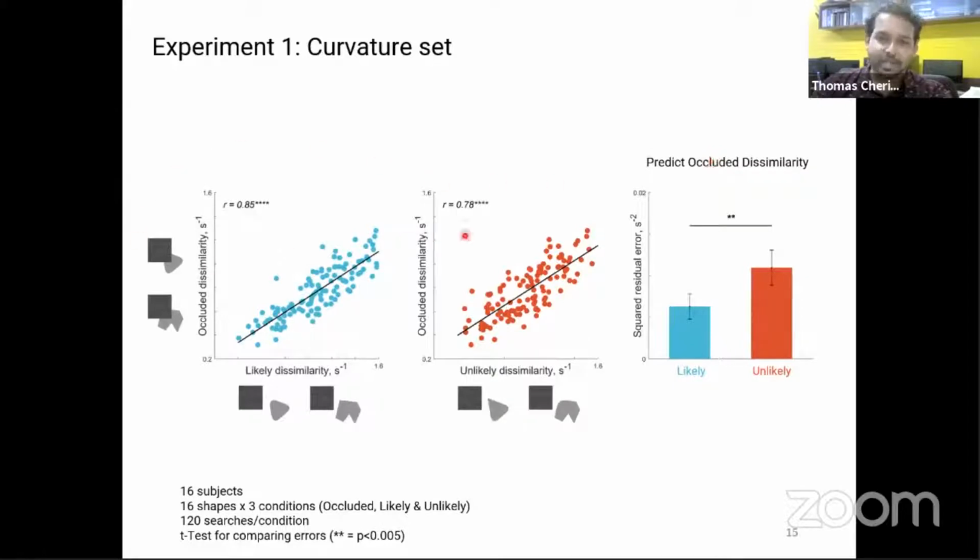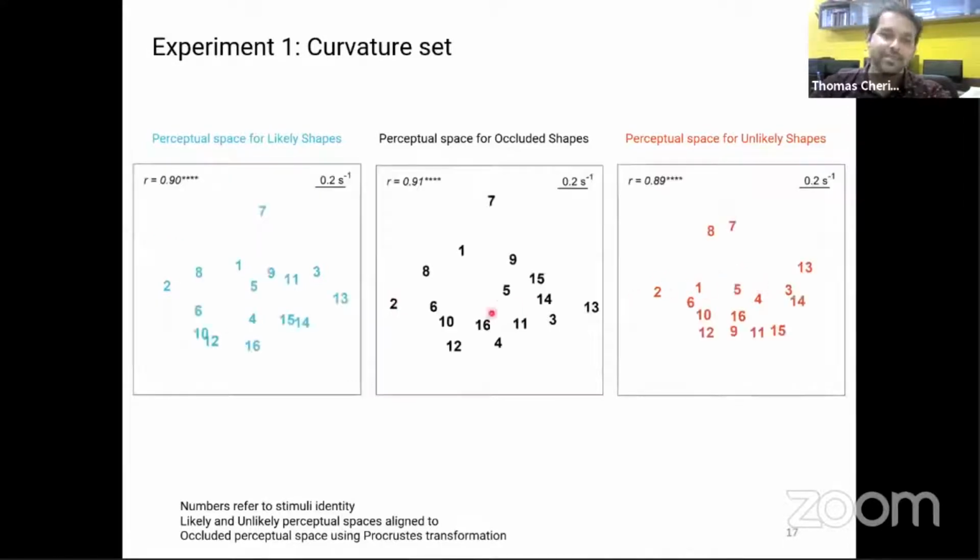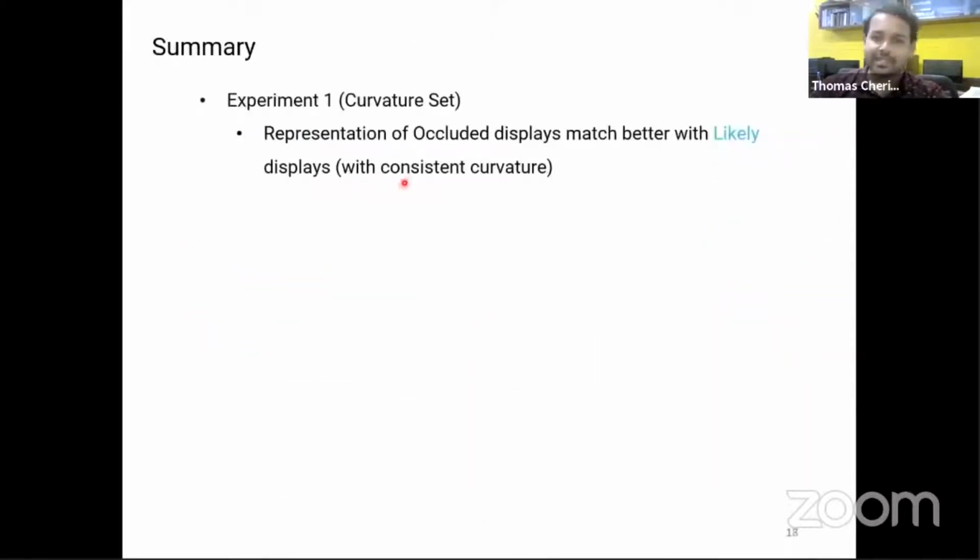Now, the difference in the correlation doesn't seem that large. So to visualize this difference better, we took the dissimilarities between shapes and scaled them down to 2 dimensions using multidimensional scaling to get a visualization of the perceptual space. The objects are just marked by numbers here, but we can see that the arrangement of these occluded objects matches better with the arrangement of the likely objects as compared to the unlikely objects. Similarly, the same can be observed for all stimuli in my experiment. So from experiment 1, we can conclude that the representation of occluded displays matches better with likely displays because of the consistent curvature or lack thereof.